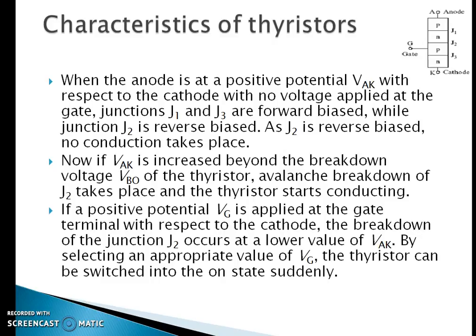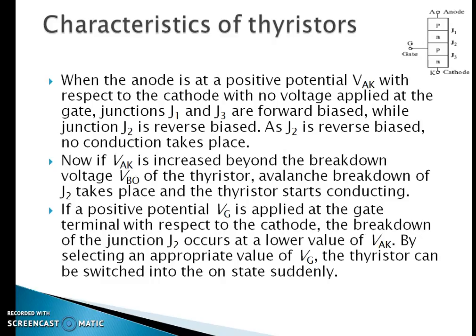When forward voltage is applied to the anode terminal with respect to the cathode, keeping the gate as an open terminal, the upper PN junction is forward biased, whereas the lower NP junction is reverse biased. Of junctions J1 and J3, J1 is forward biased, whereas junction J3 is reverse biased. The middle junction J2 is reverse biased, so it cannot conduct since J2 is not broken down.